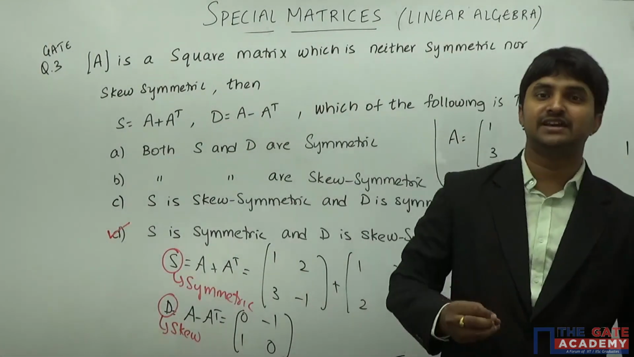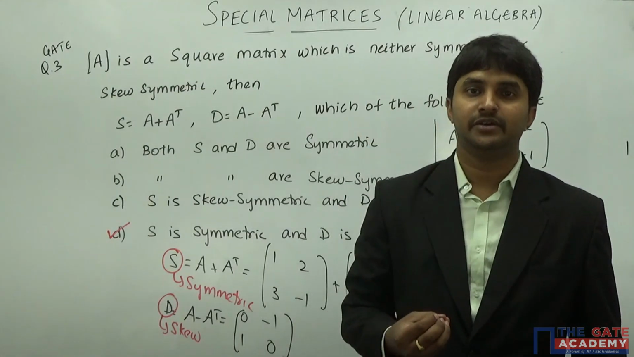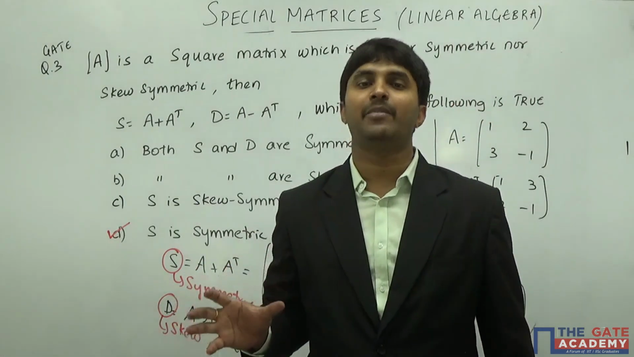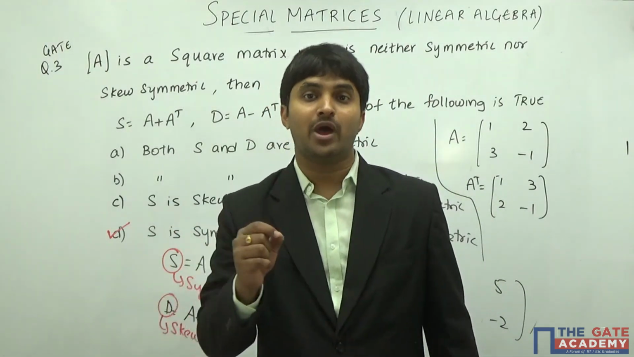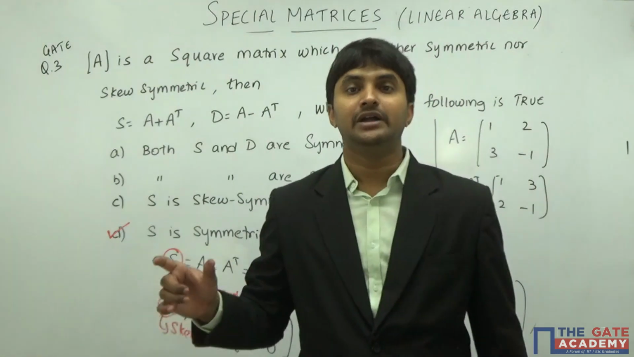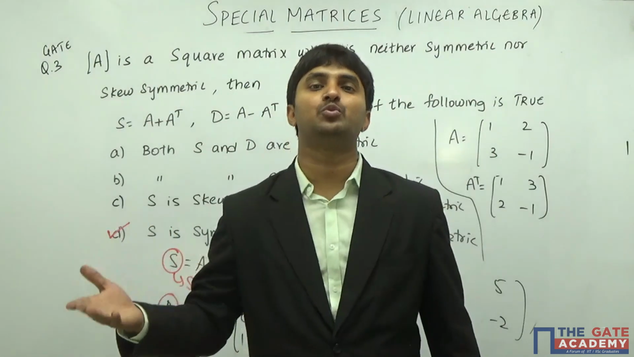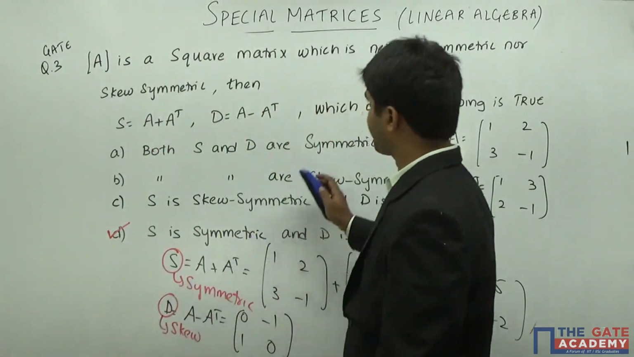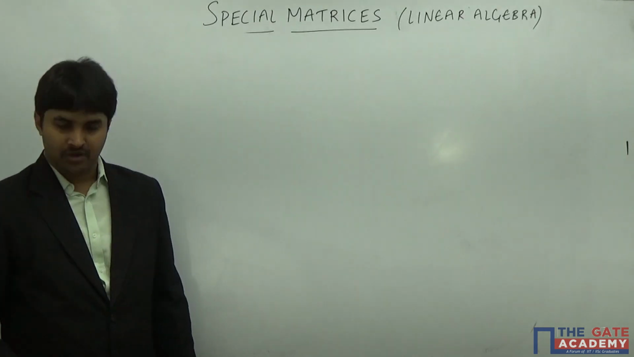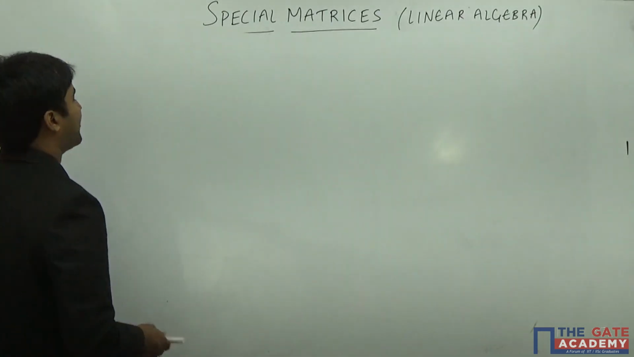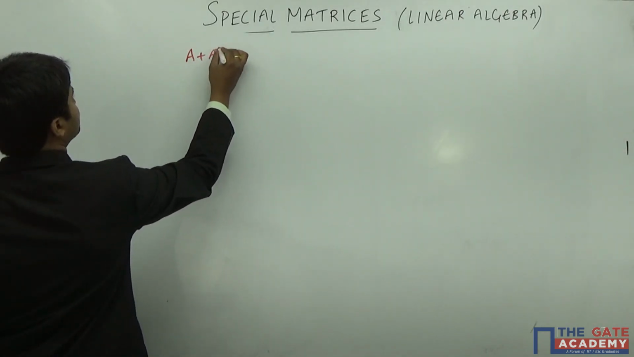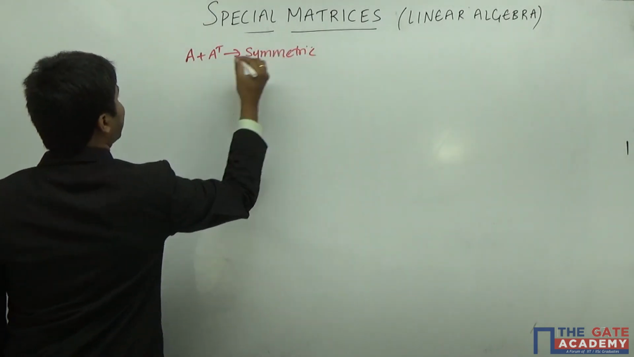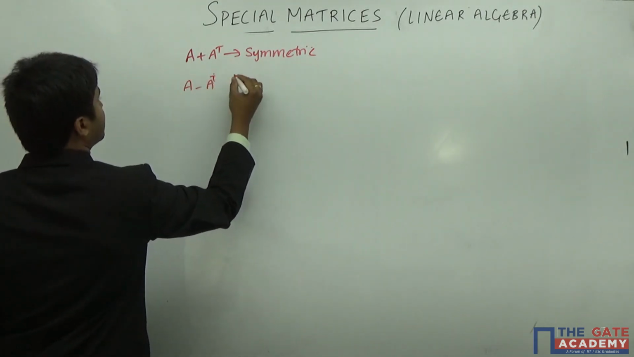So the learning here is that whenever you have a matrix and you add it to its transpose, the sum is always going to be a symmetric matrix. When you subtract its transpose from it, the resultant matrix is always going to be a skew symmetric matrix. It is always the case. So students, it's very clear that for a matrix A, A plus A transpose is going to be symmetric, and A minus A transpose is going to be skew symmetric.